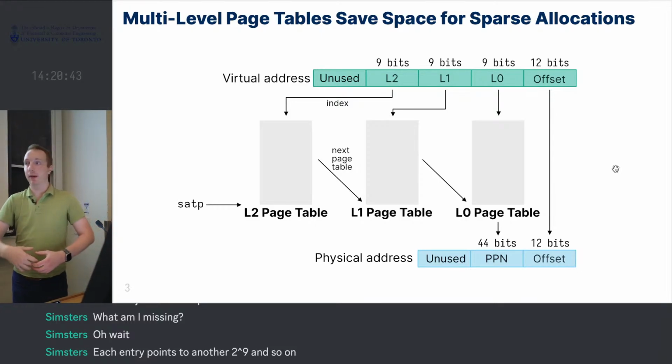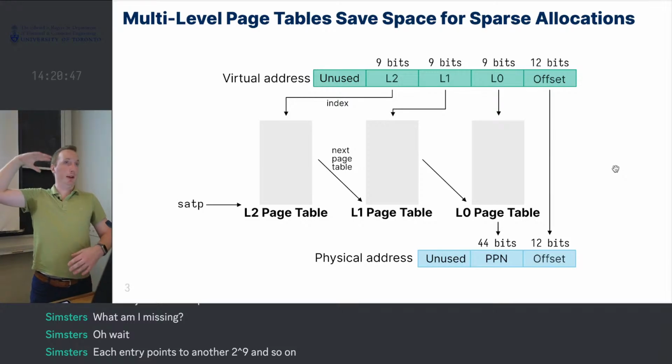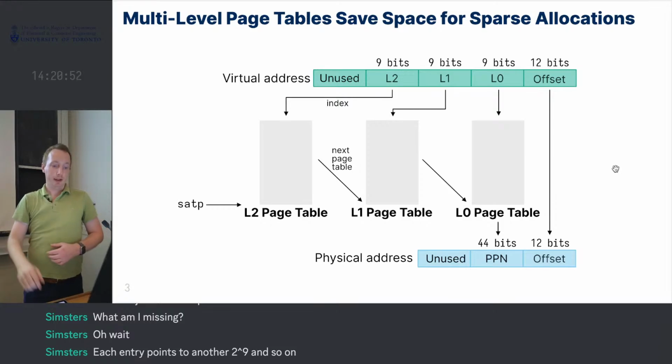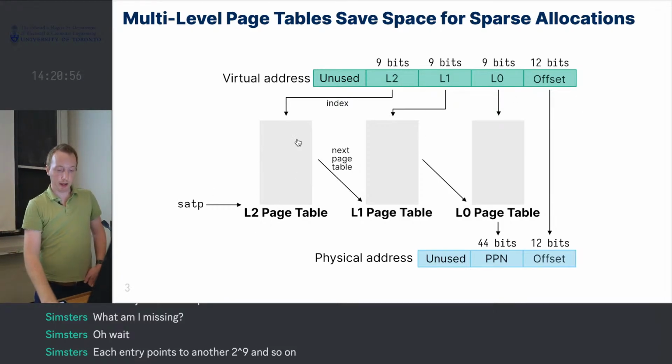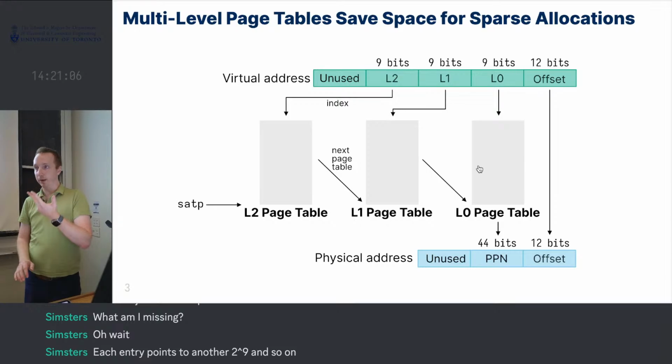Yeah, so before we went with one big page table. That one big page table is a gigabyte, even if you just need to translate a single address. In this case, if I need to translate a single address, I only need one L2 page table, which is a page big. Then I need one L1 page table, which is a page big. I need one L0 table, which is a page big. So that would be 12 kilobytes instead of 1 gigabyte.